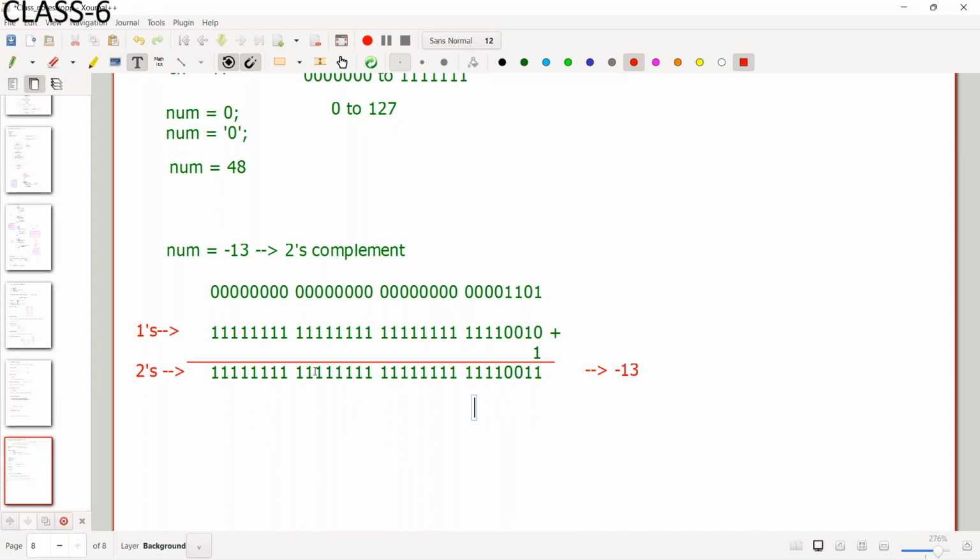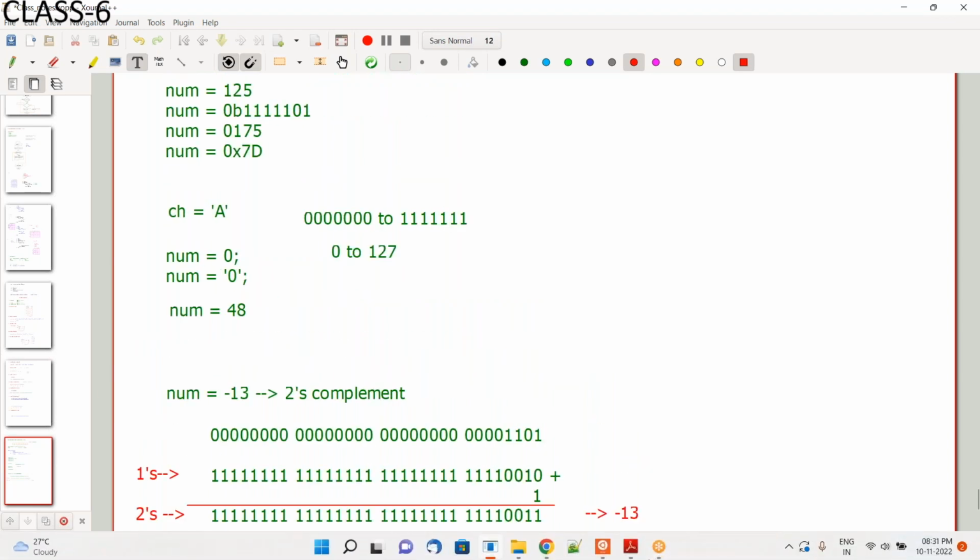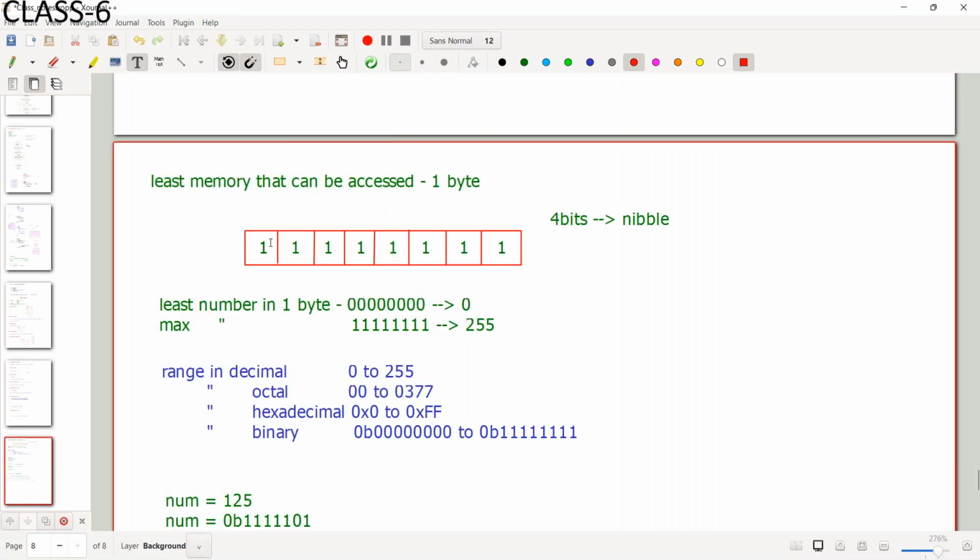The complement is usually considered for binary numbers only. Now, what we are going to see is the range of values that can be stored inside 1 byte. Inside 1 byte, a maximum of up to 255 we can store, so 0 to 255 is what we can store.